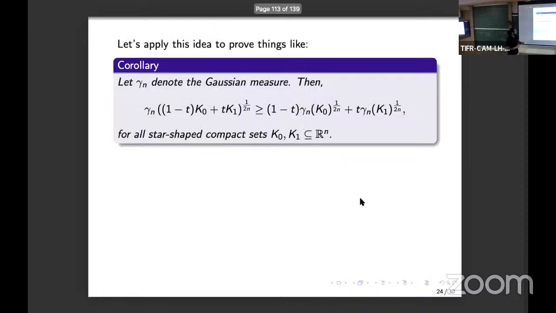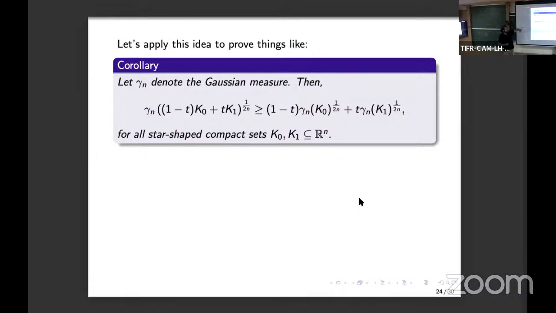Now, we want to apply this to prove things like this. The thing that was in the first slide. That I have the Gaussian measure. I want to prove an inequality like this. So I want to find a set S closed under displacement interpolation, which contains the nu K for all star-shaped compact sets, and that displacement concavity of some exponential entropy happens. This is what I want.